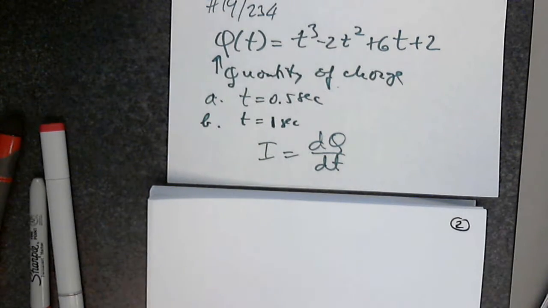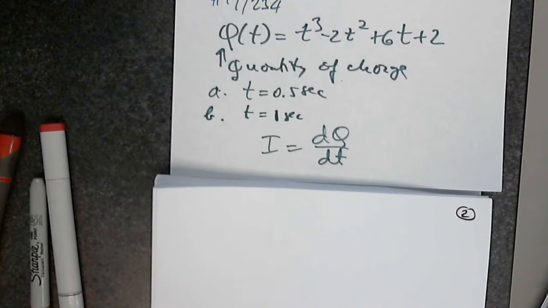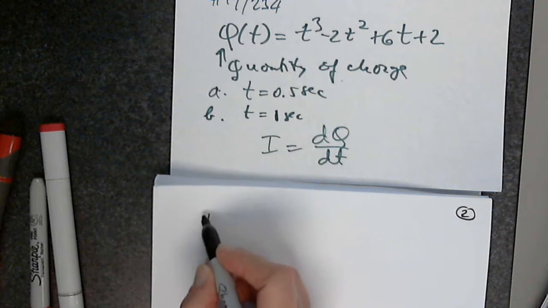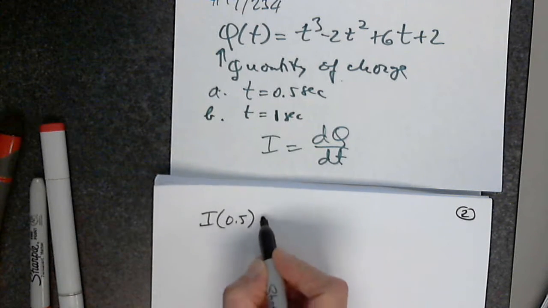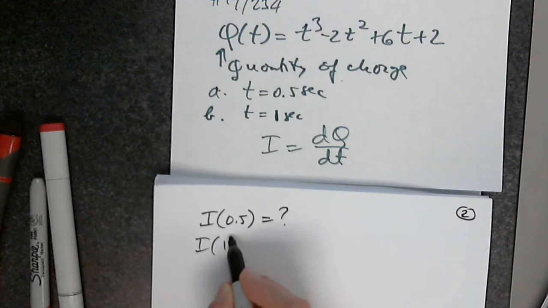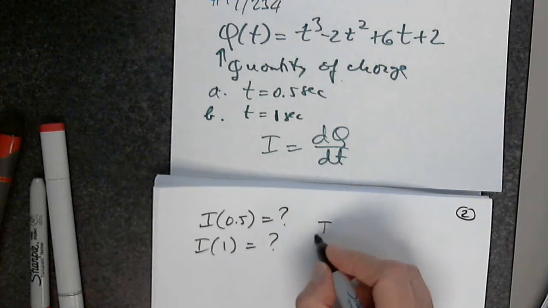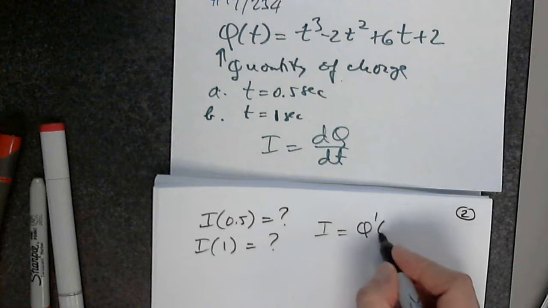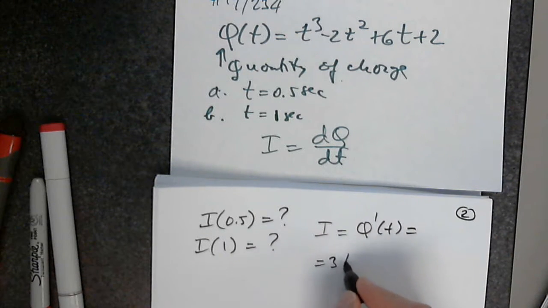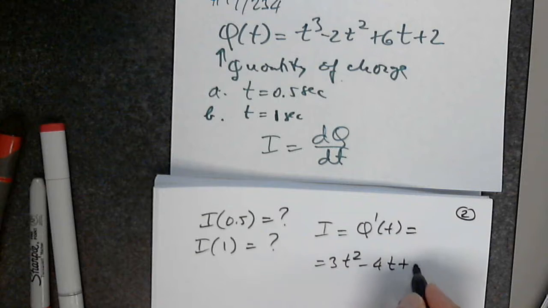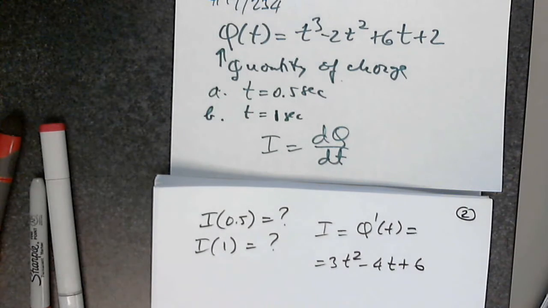So any suggestions? I'm asked to find I at 0.5 and I at 1. Right. So I find I as being q prime of t, which will be 3t squared minus 4t plus 6. And then what should I do next? Plug it in. Is that okay, Tony? Yeah. Do we need more?